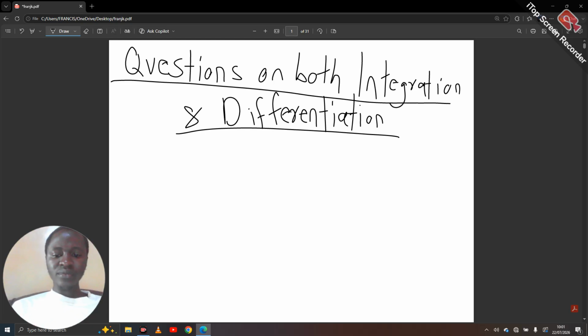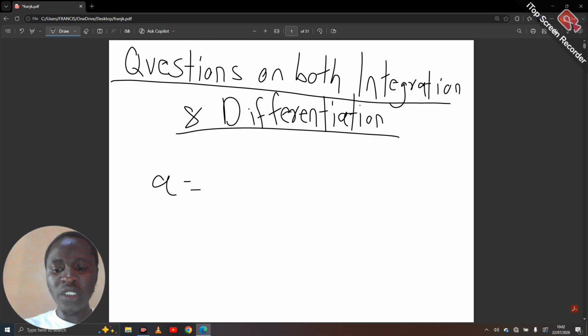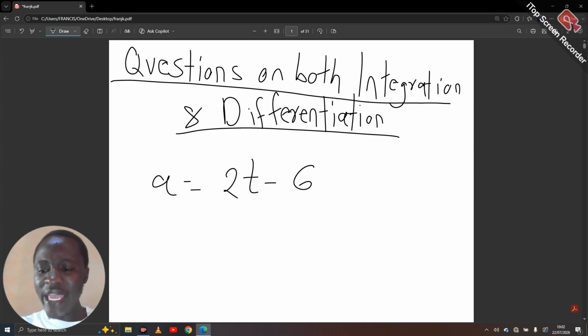Now, let me repeat the first question. The acceleration a meters per second squared of an object that starts moving from rest at time t seconds is given by a, that is acceleration, equals 2t minus 6. If the initial velocity is 15 meters per second, give an expression for the object's velocity.